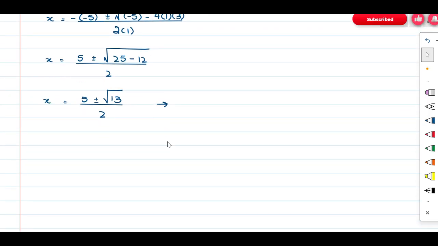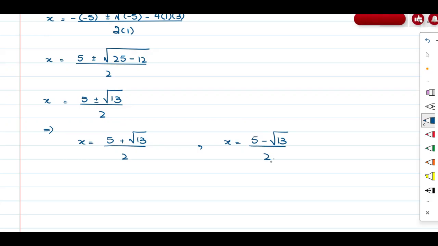So here basically you have two roots: x is equal to 5 plus root 13 divided by 2, and the other one is x is equal to 5 minus root 13 divided by 2. So whenever you have such a situation where you get the roots in terms of decimals, then you have to solve it up to 2 decimal places.